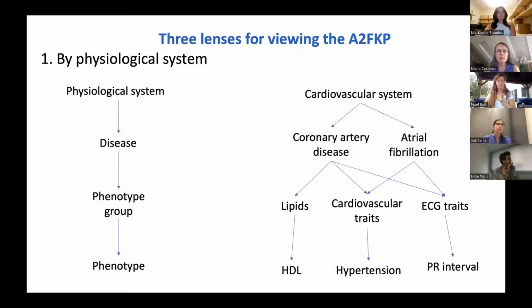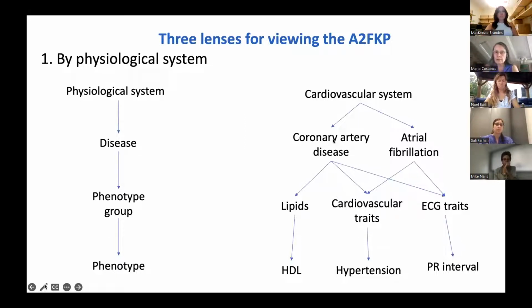One of them is by physiological system. To let people navigate the portal and choose the phenotypes they're interested in, we're going to design a relatively simple ontology. This will have physiological system, such as cardiovascular system, as the parent. Under that will be the diseases of that organ system. Under diseases will be phenotype groups, which we already have in the portals. For example, lipids is plasma lipids, and cardiovascular traits are things like hypertension, heart rate, and so forth. So each disease will be a parent to the groups that are relevant to it.